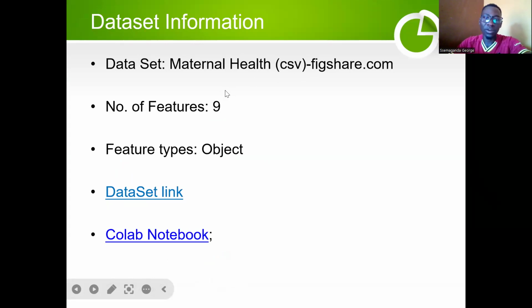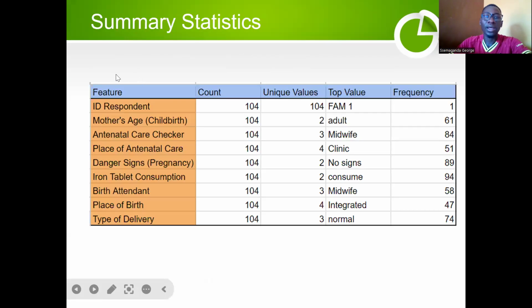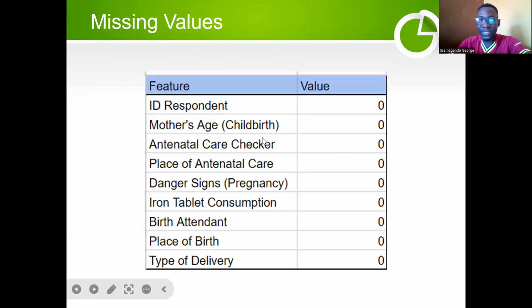It has 9 categorical features, and the main data type is object. This is a link to the dataset, and then a link to the Colab notebook that I used for the EDA. This is the summary statistics for all 9 categorical features. When I go to data cleaning, there were no missing values for all the 9 categorical features.